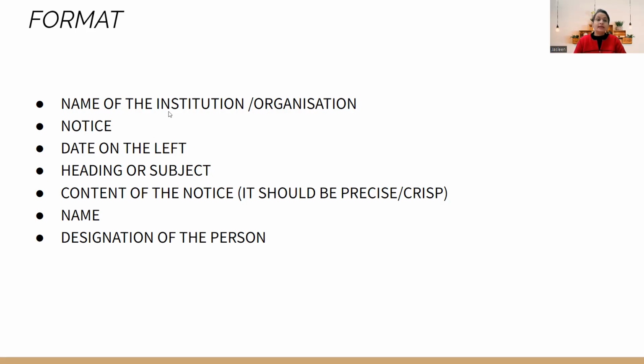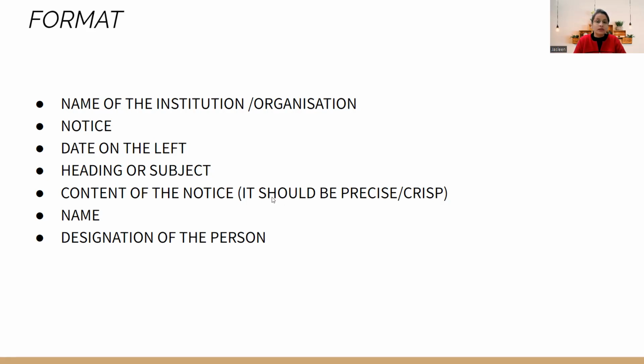Then in the second line, you will write NOTICE. That should be all in capitals. Date on the left side. So for example, today is 7th of December, 2023. Heading or subject: what is the notice about? It has to be written in the heading. And the heading has to be catchy so that it motivates your reader to read more. Second, it has to be clear for what purpose the notice has been written.